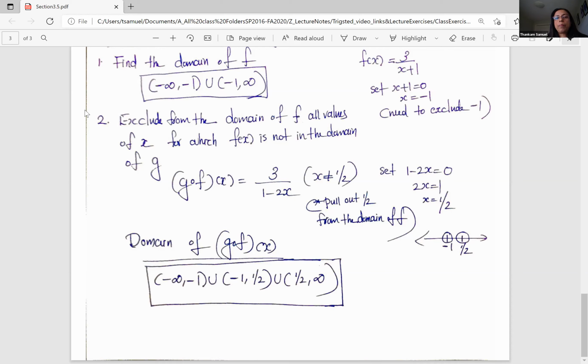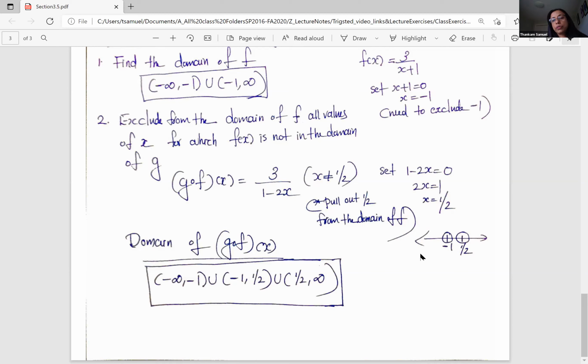So we found the domain of f. We need to exclude 1/2 from this domain to find the domain of g of f of x. So we need to exclude from the domain of this function all values of x for which this f of x is not in the domain of g. So we need to pull out 1/2 from the domain of f.